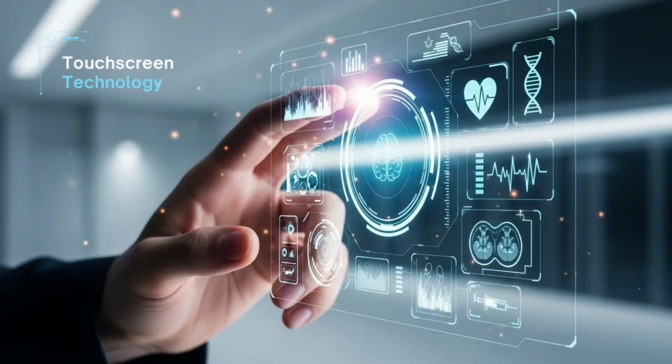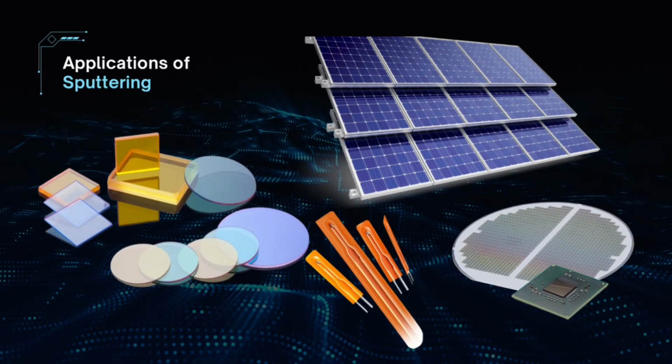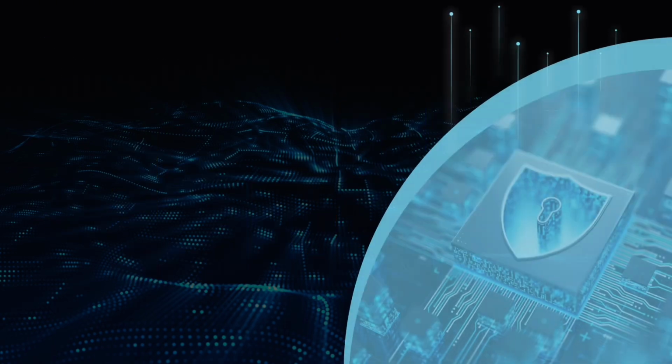In touch screen devices, sputtering is used to deposit transparent conductive thin films. These films allow electrical signals to be detected when the screen is touched, while still maintaining optical transparency. Besides touch screens, sputtering is widely used in semiconductor fabrication, optical coatings, sensors, and thin film solar cells. Its versatility makes it one of the most important deposition techniques in modern engineering.